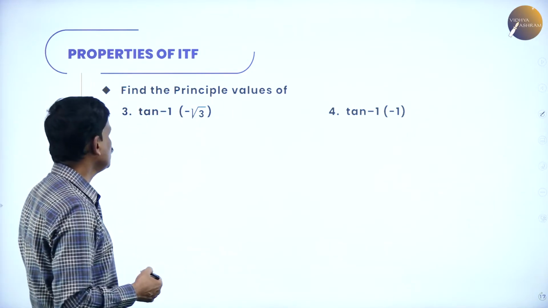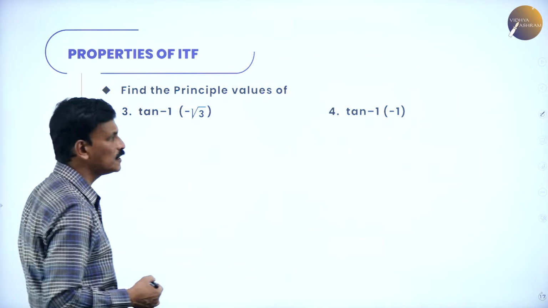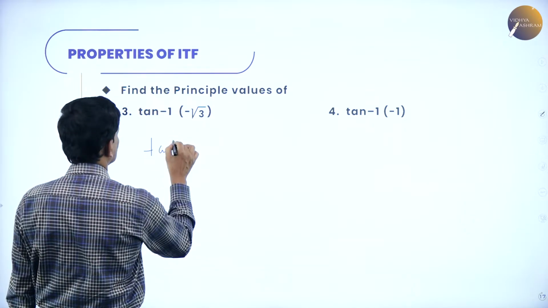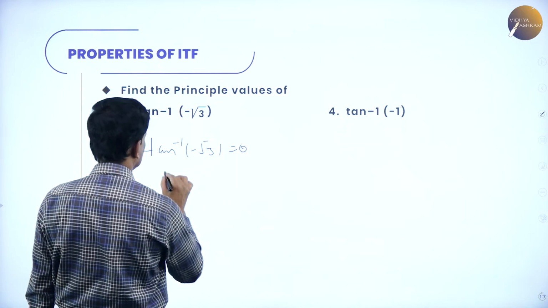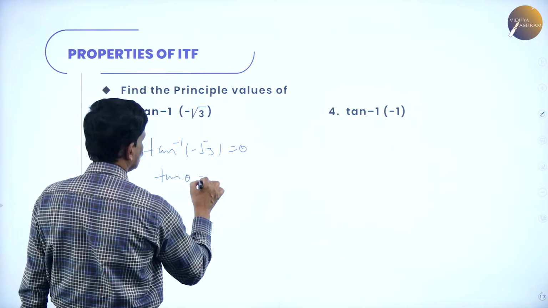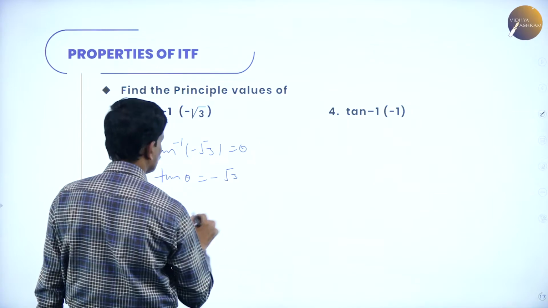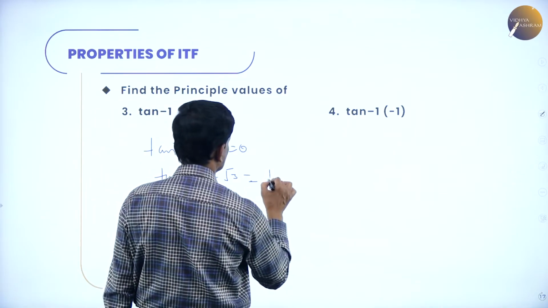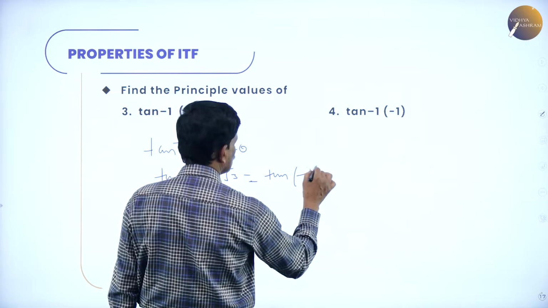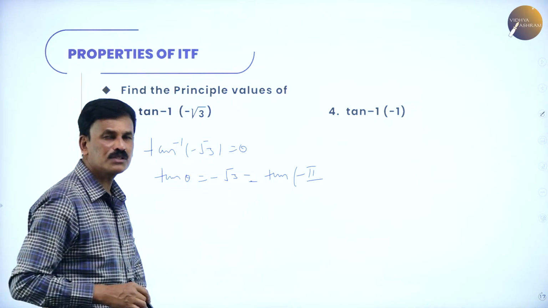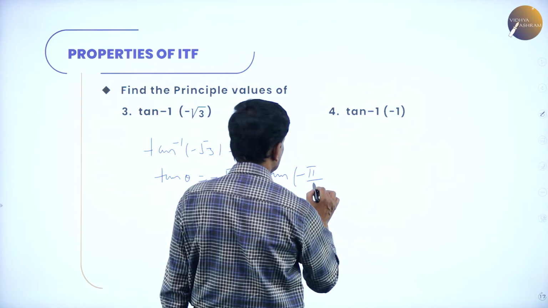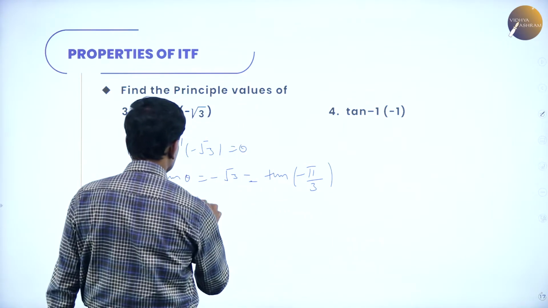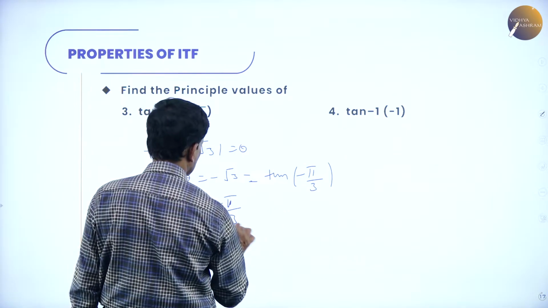Now, here tan inverse of minus root 3. Let tan inverse of minus root 3 be equal to theta, then tan theta is equal to minus root 3. This is nothing but tan of minus 60 degrees, since root 3 comes in the numerator first for 60 degrees. So, pi by 3. Therefore, theta is equal to minus pi by 3.